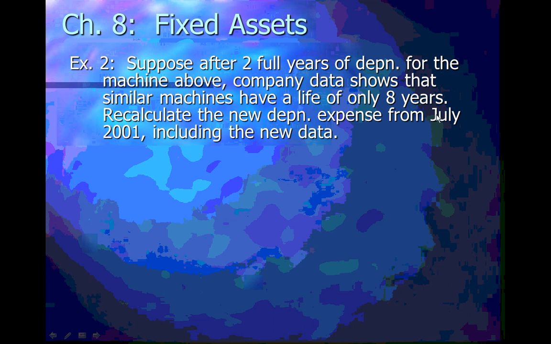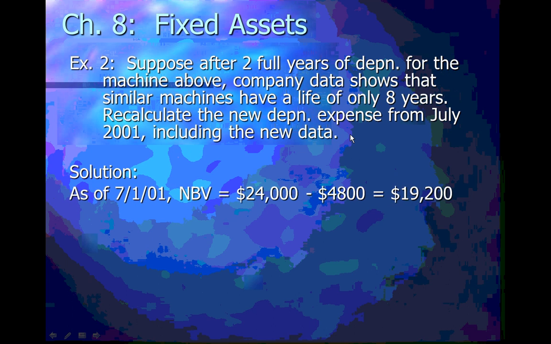Okay, remember it was purchased in July 99. So now 2 full years in, so it's July 2001, right? We have to look at what the new depreciation expense is going to be from this point forward. Well, how do we do that? First of all, we have to find the net book value. So 2 years in, remember it was 200 a month. That's 24 months. 2 years times 200 a month is 4,800. There's our accumulated depreciation after 2 years. Subtract it from the original purchase price, and this gives me 19,200.